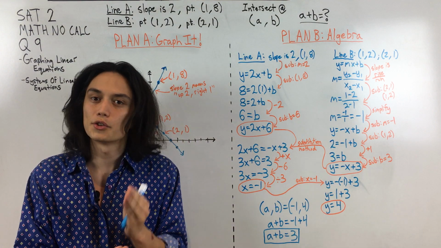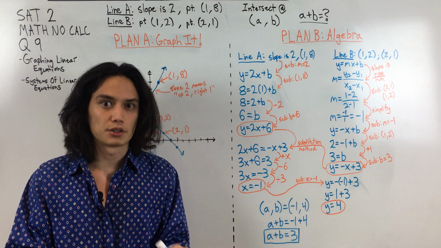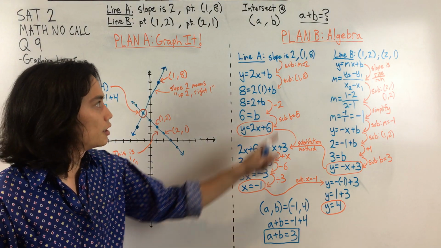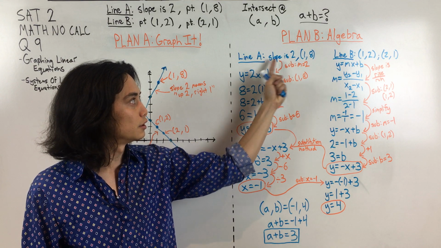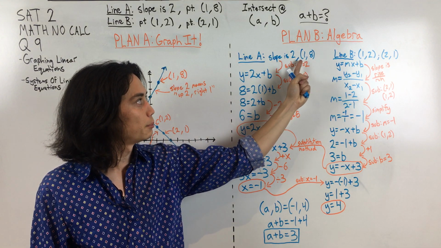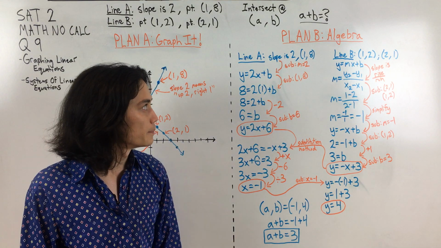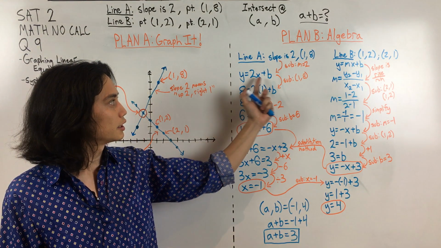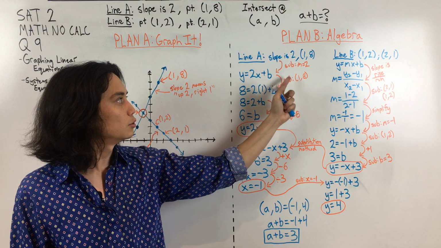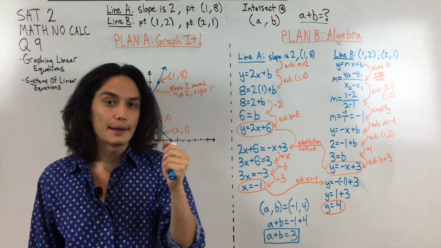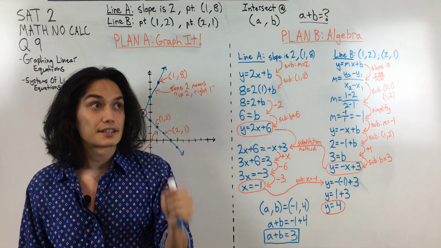I want a y equals mx plus b form of an equation for line A. So the information we have about line A first is that its slope is 2. That's what they said. And it goes through the point (1, 8). We want an equation in the form y equals mx plus b, and here the slope is 2, so m in y equals mx plus b is going to be 2.